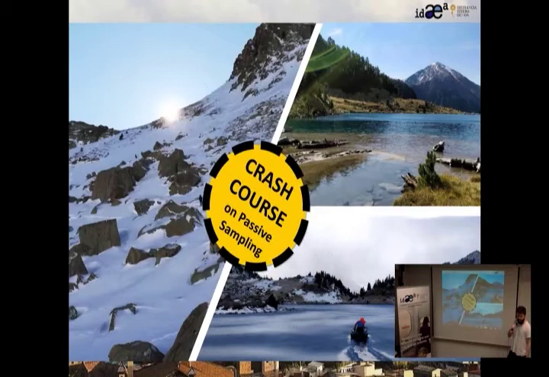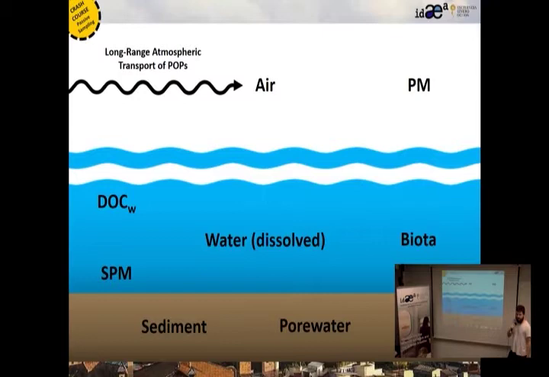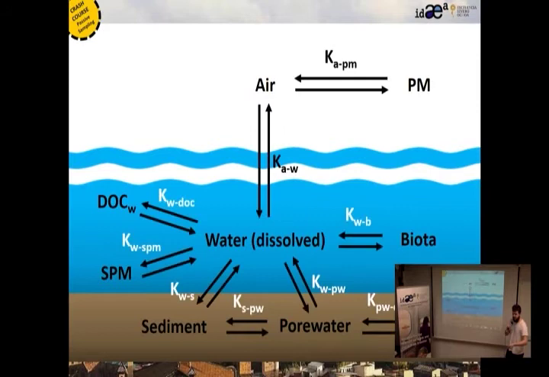So this is a representation of a high mountain lake with several of its environmental compartments such as air, water, sediment, biota, etc. We already established that compounds reach these areas through long-range atmospheric transport, and once there, several exchanges are established between these compartments or these phases, each with their own equilibrium conditions, which further helps these compounds distribute once in the system.